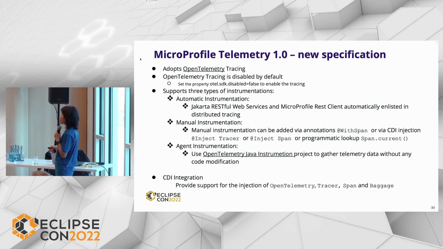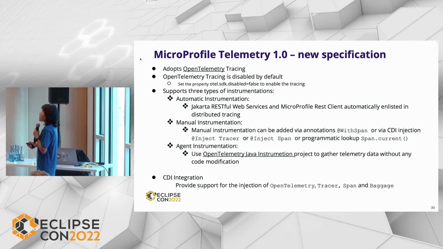So this is directly if you want to do migration, you have to use the add span on this MicroProfile telemetry. Or you can also use the CDI injection. You can do an add injector tracer, injection span, and also you can do a programmatic lookup to like a span or current. Or you can use agent instrumentation. Basically, when you start your runtime, you directly provide the Java agent with some parameters. You can get your trace data straight away.